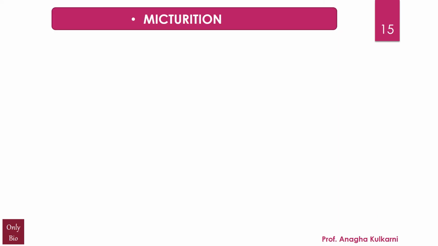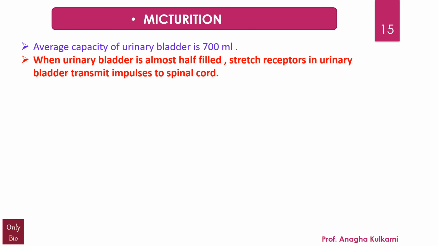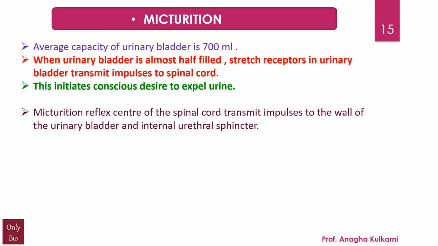Now let's understand what is micturition. The average capacity of the urinary bladder is 700 ml. When the urinary bladder is almost half filled, the stretch receptors in the urinary bladder transmit the impulses to the spinal cord. This initiates a conscious desire to expel urine.